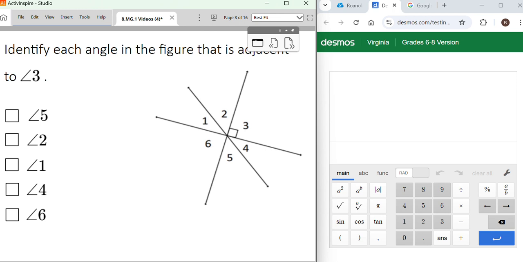Now this says to identify each angle in the figure that's adjacent to angle 3. When I get a question like this, the first thing I do is trace angle 3, and then I look and see what angles touch those sides that I just traced. In this case, it's angle 2 and it's angle 4. Okay, let's go on to the next one.